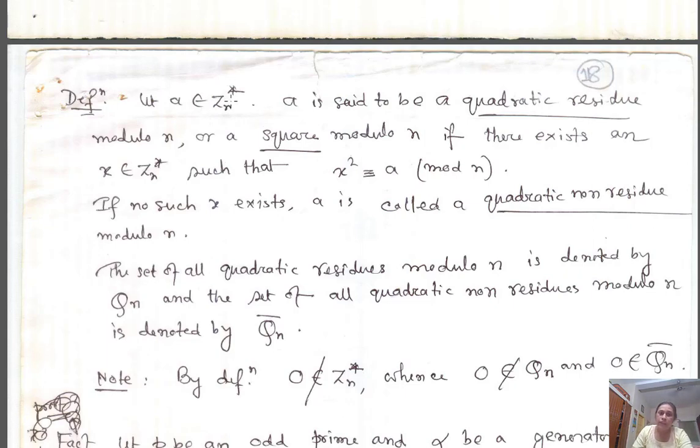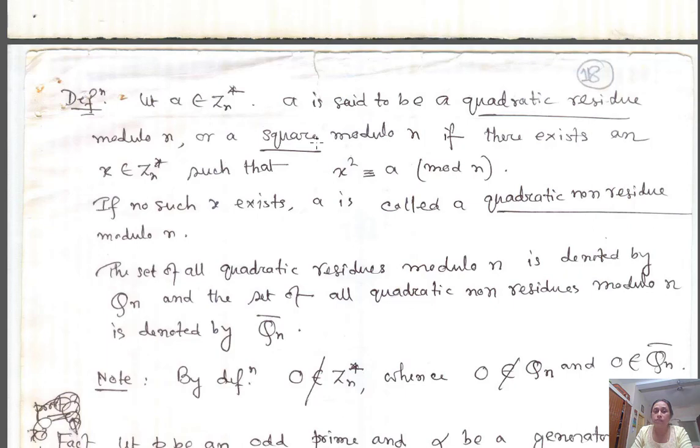So A is a quadratic residue modulo n or square modulo n means there exists some x belonging to Zn star, such that A can be written as the square of x. That means A is some x square, x in Zn star, modulo n. So square modulo n is the same as quadratic residue modulo n. This concept we need while we design the Rabin crypto system. We are going to utilize this.